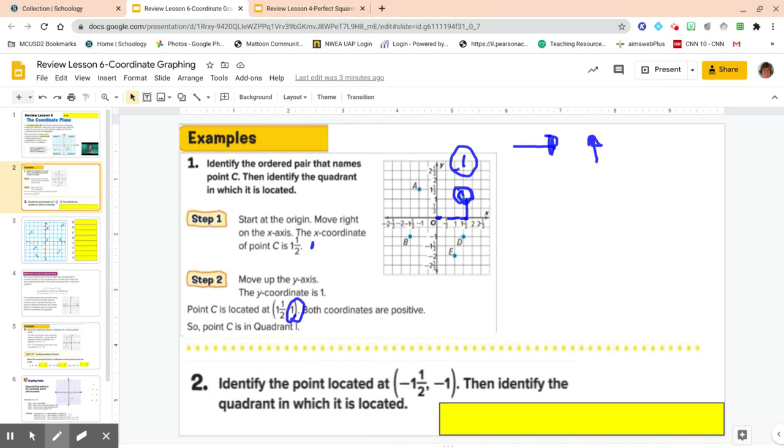So now on number 2, we are looking at what point is located at negative 1.5, negative 1. Okay, in order to plot that point, we are going to start at the origin, same graph, and we are going to go to the left 1.5. Half, 1, and 1.5 starts right there. But my y-axis then tells me how many I go up or down. And in this case, because this is negative, we will go down 1. And so this will be point B.